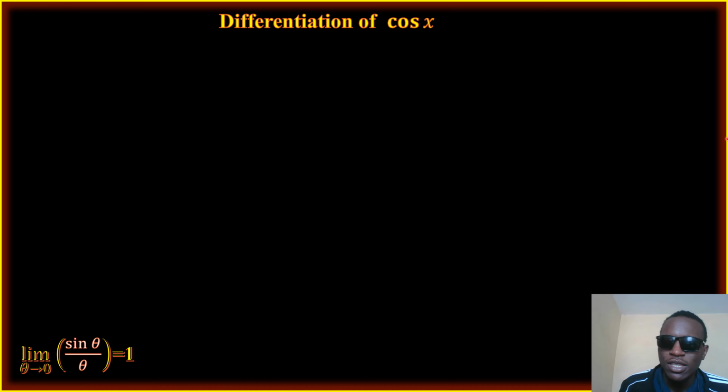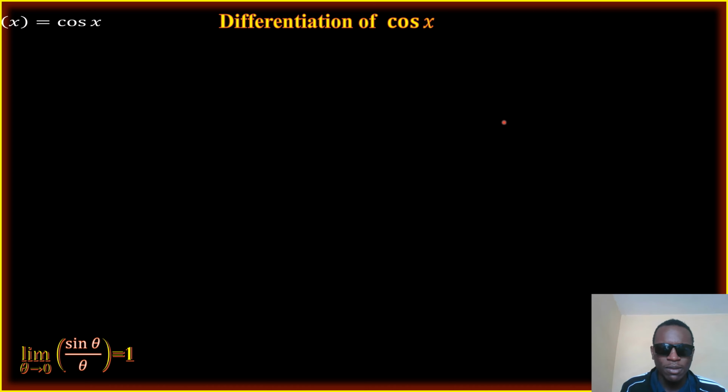Alright guys, we have just seen how the sine function is differentiated from first principle. So we are going to see now how the cosine function can also be differentiated from first principle. They are like brothers and sisters. Their approaches remain the same. There's a certain similarity. We will come to see that.